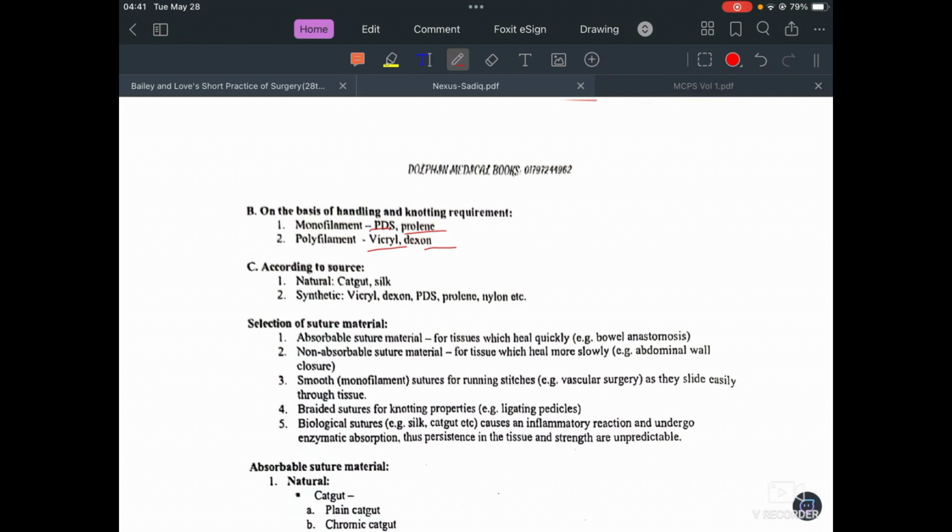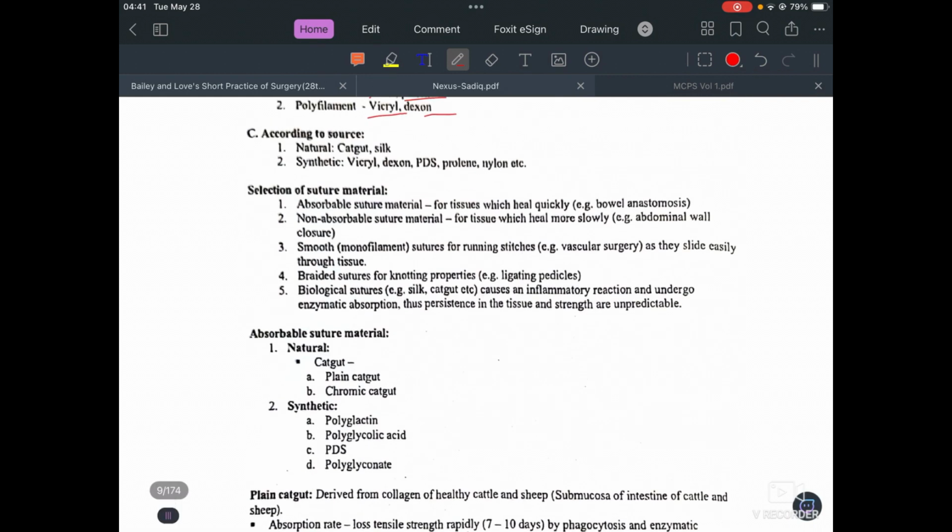Selection of the suture material. Absorbable suture material for tissue which heals quickly, such as bowel anastomosis. Non-absorbable suture material for tissue which heals more slowly, such as abdominal wall closure. So in case of abdominal wall closure, we use Prolene. Here they want to say about that.